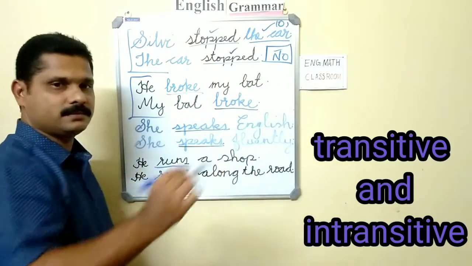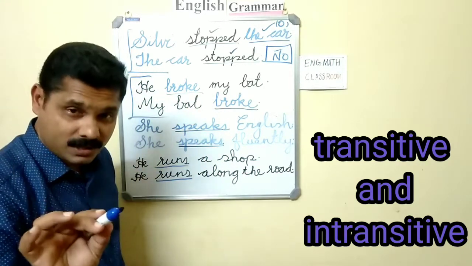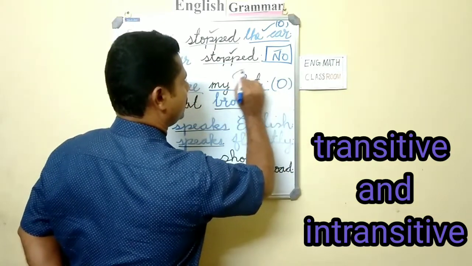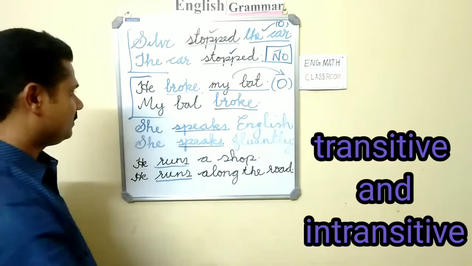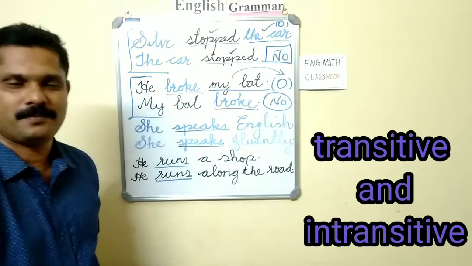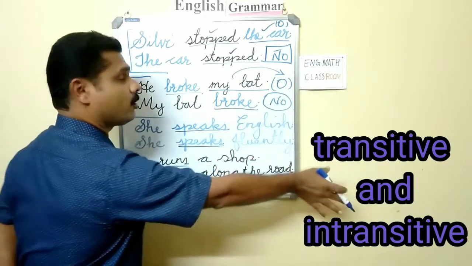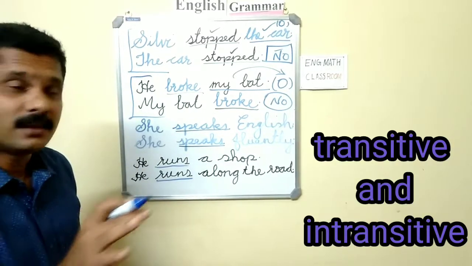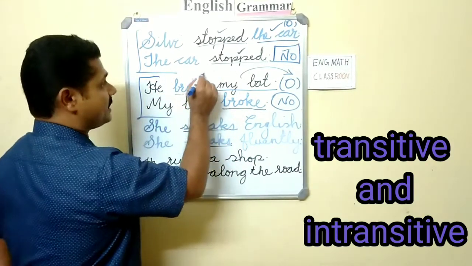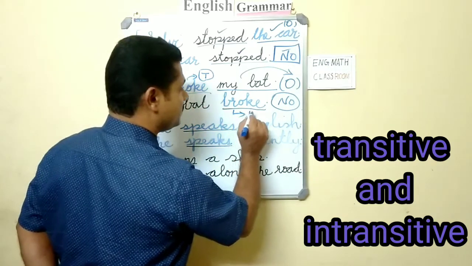Correct? The second pair, let's see here. He broke my bat. My bat broke. In both the sentences, broke is the verb. In the first it has an object. See? My bat. Again, here, blank. After broke, full stop. The sentence is completed. So the sentence gives the meaning without an object, and in the first sentence, it gives the meaning with the support of an object. So, in the first sentence, broke is a transitive verb, and here broke is an intransitive verb.